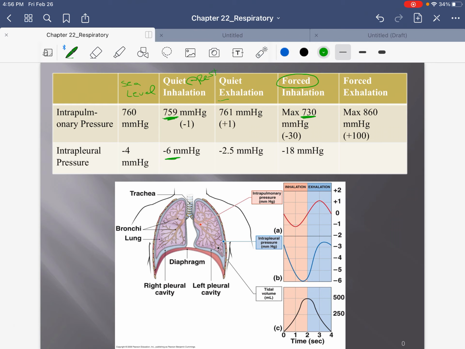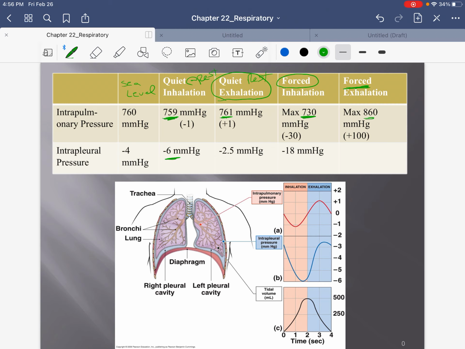Again, we can look at some of the numbers here. Quiet exhalation means exhalation at rest. All we have to do is lower the lung volume to increase the intrapulmonary pressure so it's 1 greater than sea level. But when we do forced exhalation, we lower the lung volume even more, which increases the lung pressure even more, so we can push out more air.